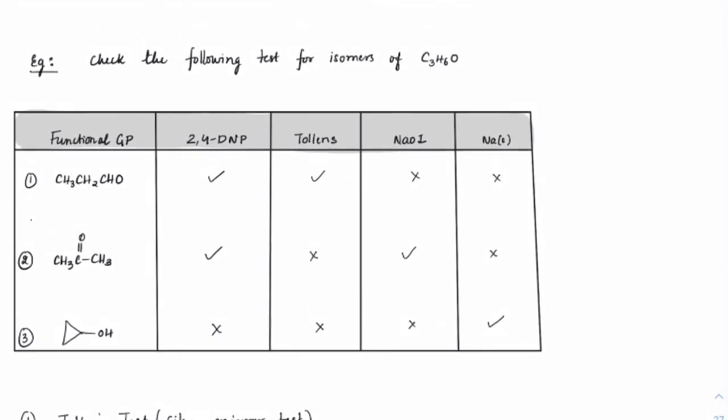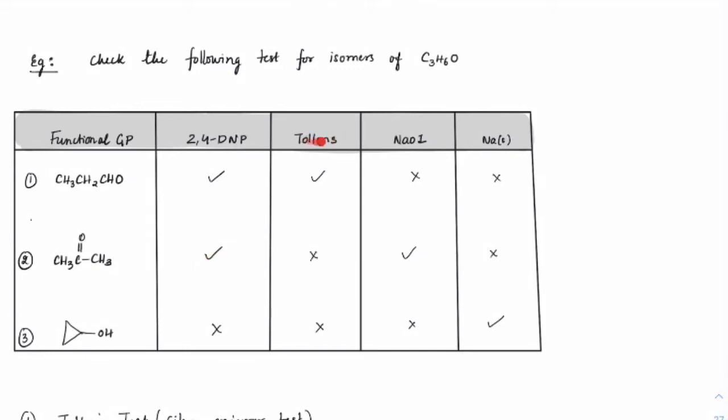But before that, suppose I give you a compound like C3H6O. We can see it could have a functional group of aldehyde, ketone or cyclic alcohol. These are various isomers which we can see. Now if we have to distinguish these three, what are the tests we can do? Check it out. If we do the 2,4-DNP test, it will detect both the carbonyl compounds.